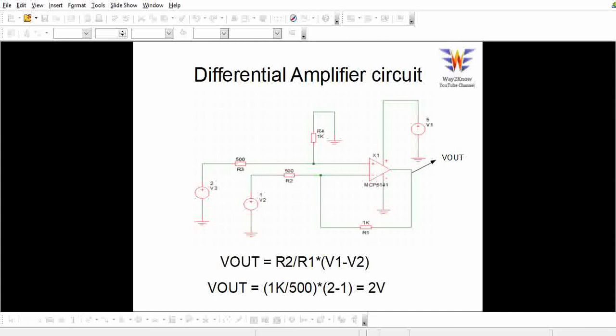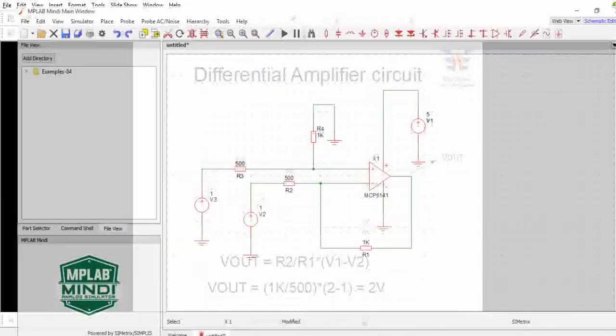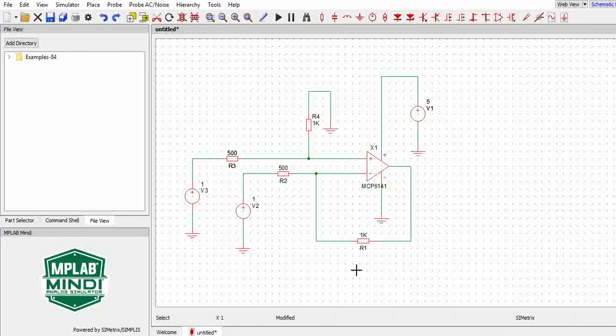So let us see, with the same Microchip op amp using an analog simulator like MPLAB Mindi, whether the output of the same differential amplifier can be replicated or not. There is MPLAB Mindi with SIMetrix simulator where you can do analog simulations. The same circuit which I showed in the presentation is replicated here, and you can see here this is 1 and 1.